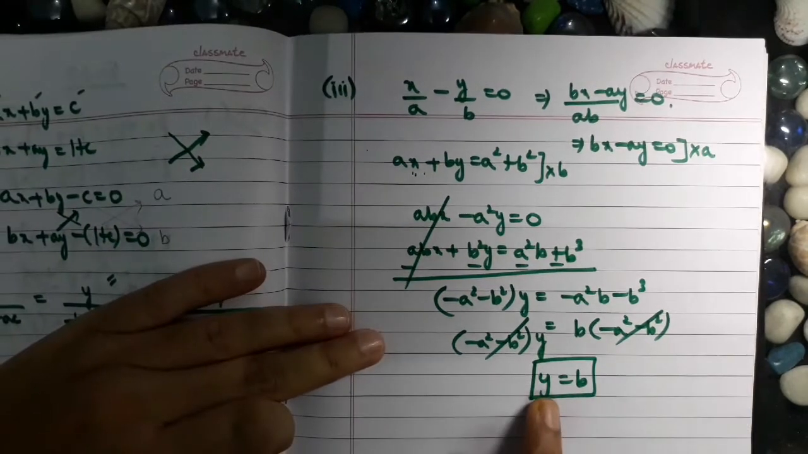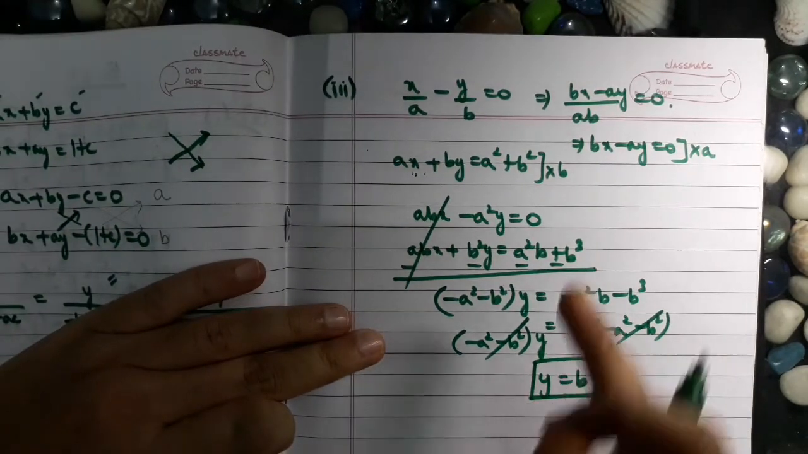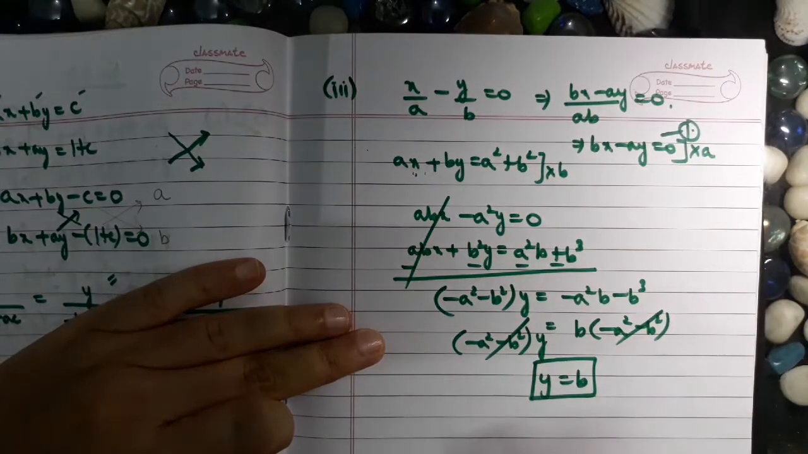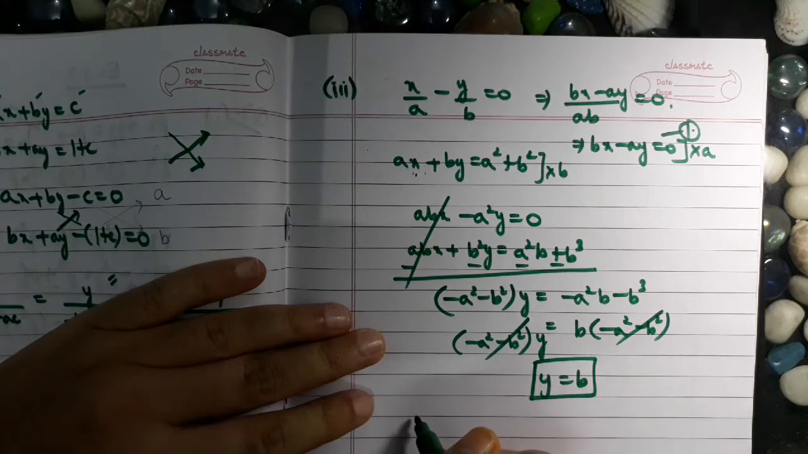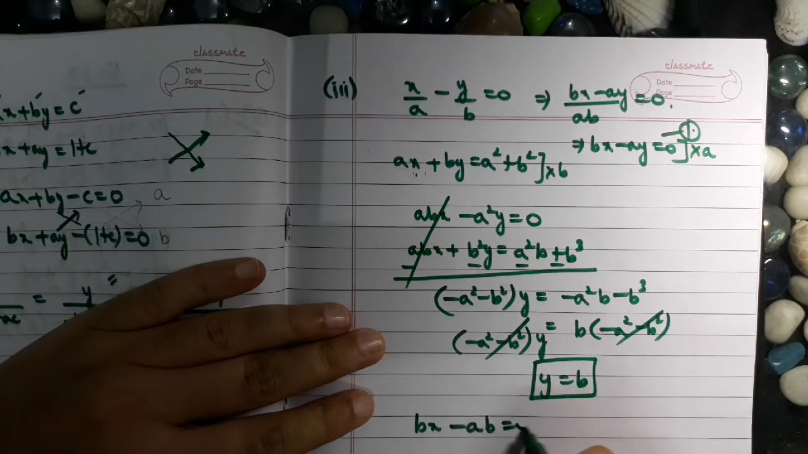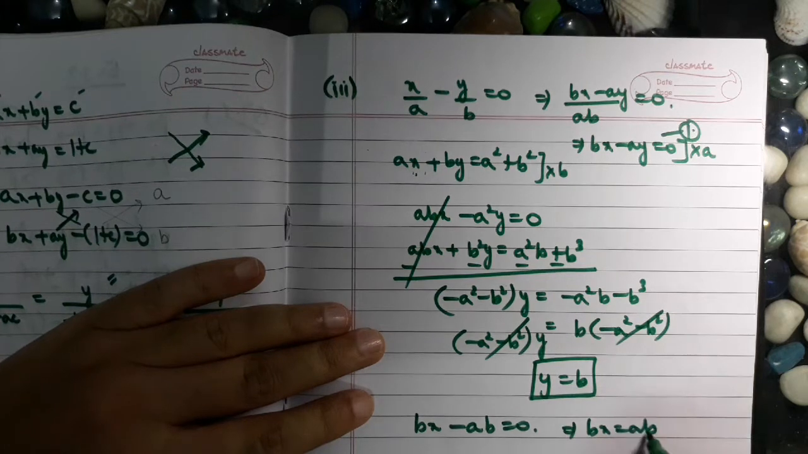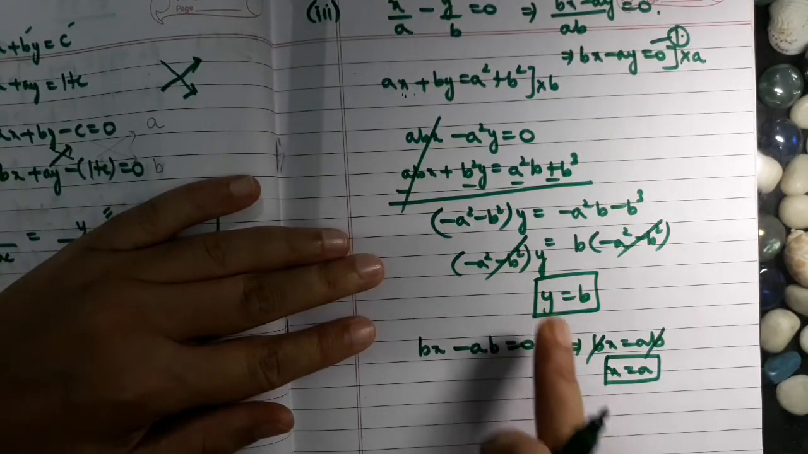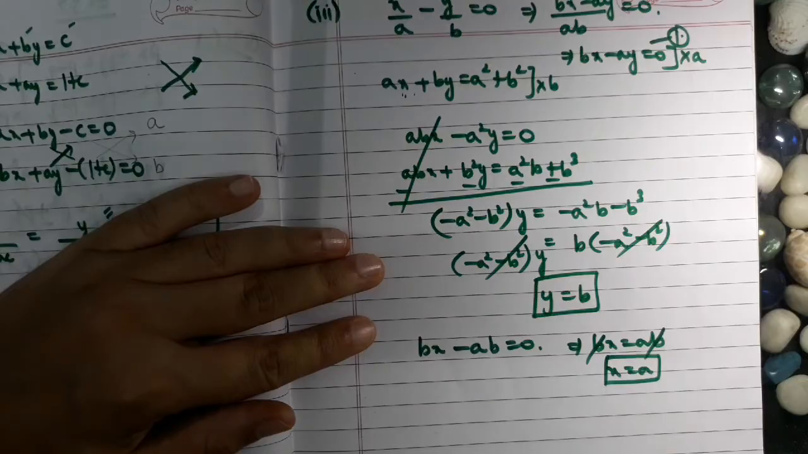Now we substitute the value of y in any of the two equations. Suppose I substitute it in equation 1. So we obtain bx minus a into y, and y is b, is equal to 0. So we get bx is equal to ab, b and b gets cancelled. So the value of x obtained is a. So this is the final answer. X is a and y is b.